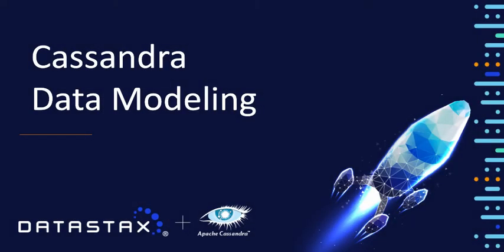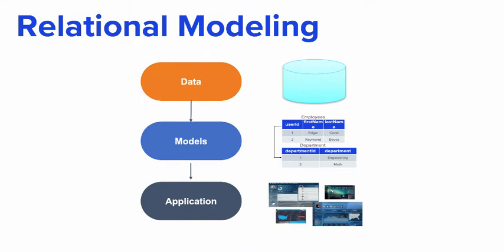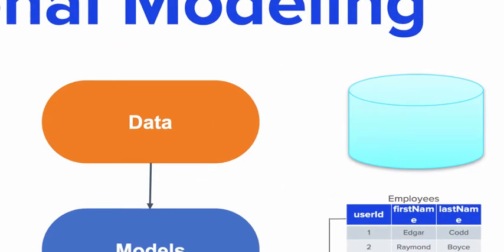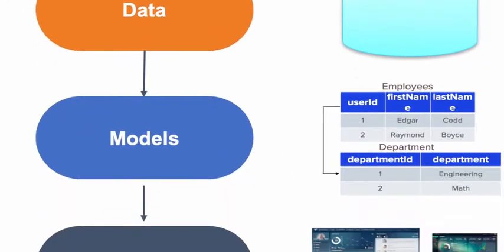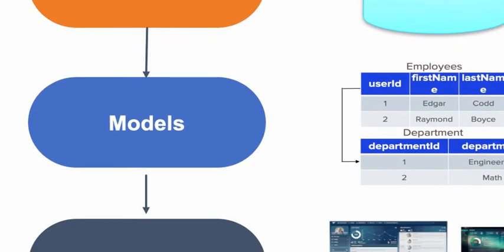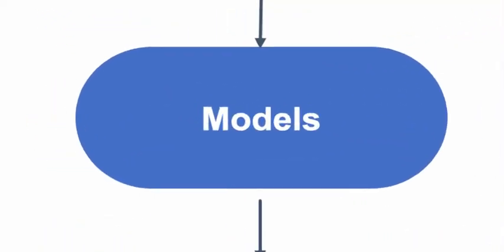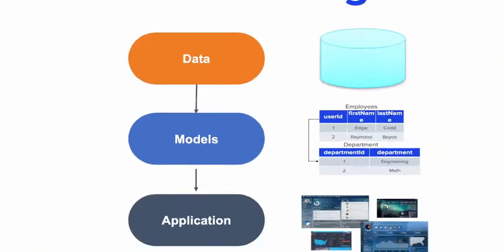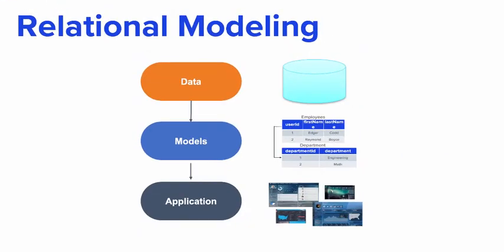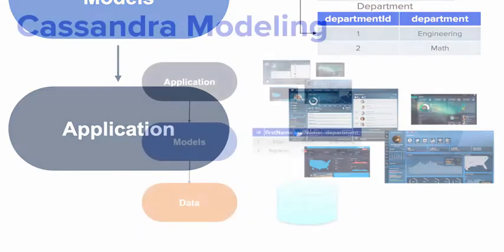Data modeling is a fancy way of saying, how do I figure out what my tables look like in my database? In the relational database world, this involves thinking about your data, building a model, normalizing it, then normalizing it again, and then normalizing it some more. Finally, you determine how to query your model to support the needs of your app.